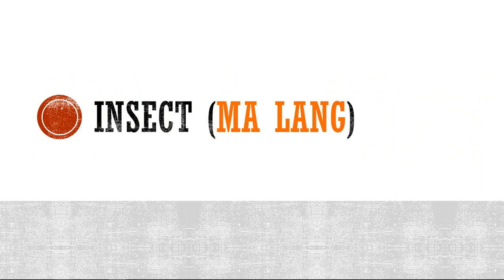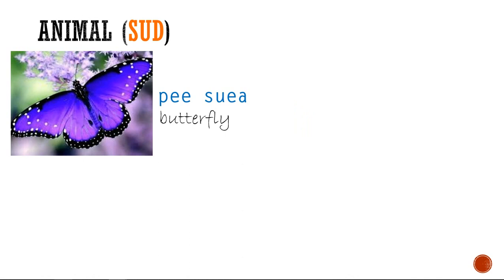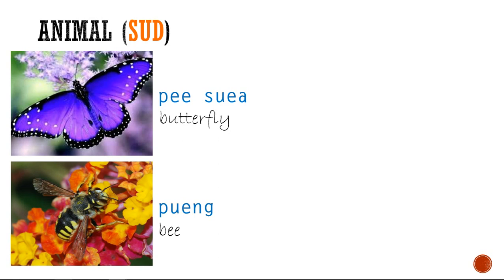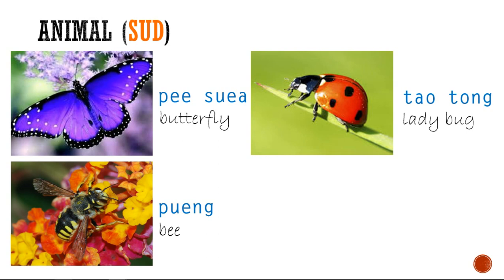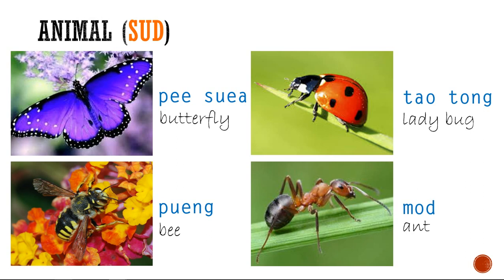For insect in Thai we call malang. Pi sua, butterfly. Pung, bee. Tao tong, ladybug. Tao actually means turtle in Thai, and tong is the color of gold, but it is a compound word that they put together and the meaning changed. Tao tong, ladybug. Mot, ant.